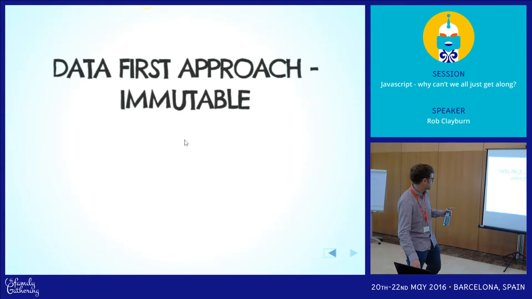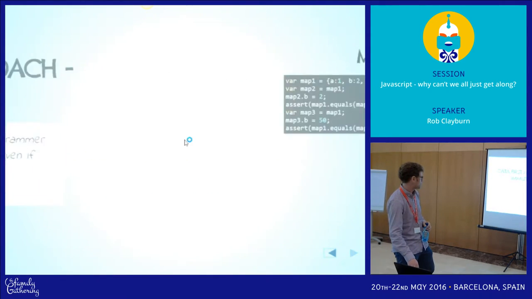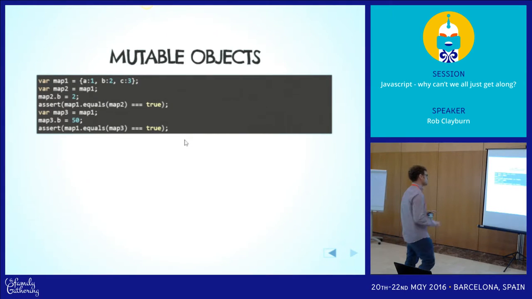So let's talk a little bit about the data-first approach for JavaScript and a really important concept, which we don't often deal with in PHP, but in JavaScript it's quite common, something called immutable. So I'm going to give you an example. Alan Kay: the last thing you want any program to do is mess with the internal state, even if presented figuratively. So you have an object, you don't want to be changing that object, because then it becomes more difficult to control. So this is a mutable object. Can you see that? Is that visible?